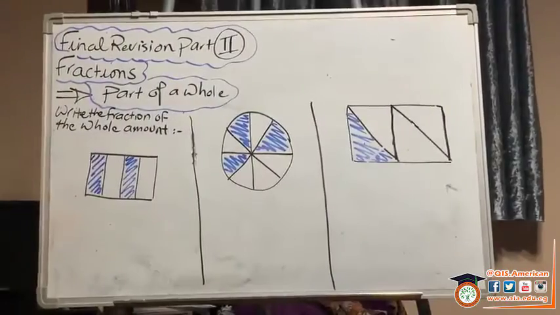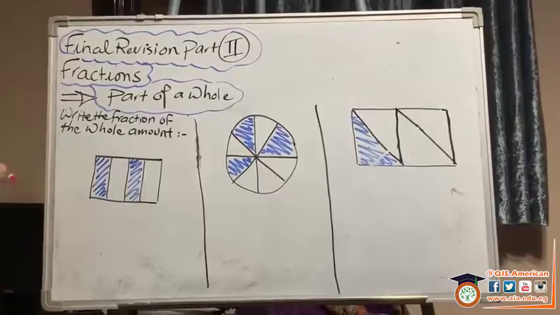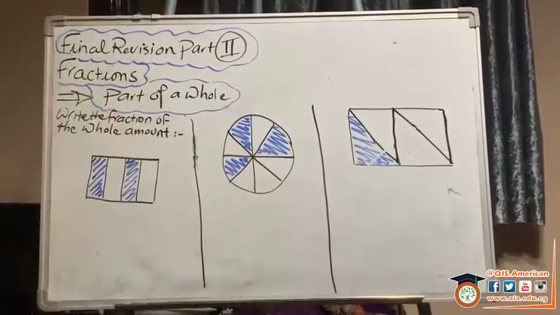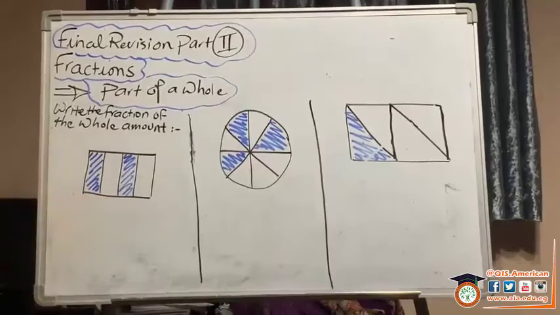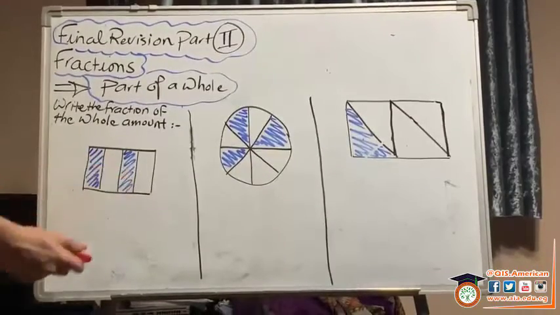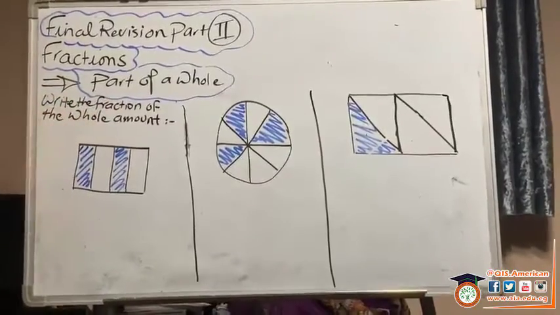Final revision part 2. We're going to talk about fractions as part of a whole. Here we have three shapes. Each of them is divided into equal parts. Some parts are shaded and the other parts are not. We're going to have to figure out and write the fraction of the whole amount.